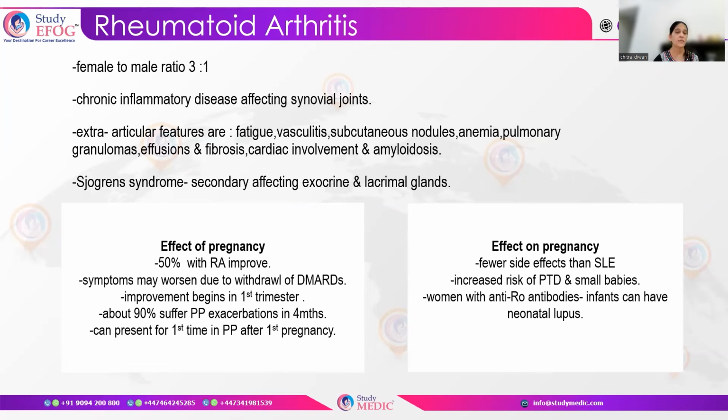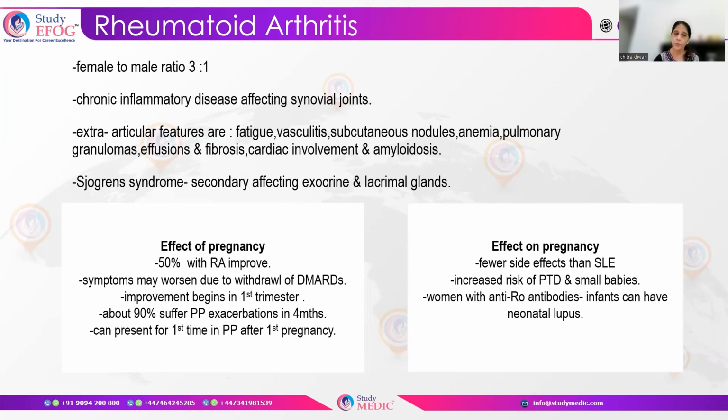Effect of rheumatoid arthritis on pregnancy. We already saw that there is an improvement, or there are no flares during pregnancy. So 50% of these women with rheumatoid arthritis improve in pregnancy. For some of them, the symptoms may worsen. Now, why do the symptoms worsen? Because women are afraid of the drugs. They are afraid of the disease-modifying anti-rheumatoid drugs, and they stop the drugs during pregnancy, and the worsening could be because of withdrawal of these drugs.